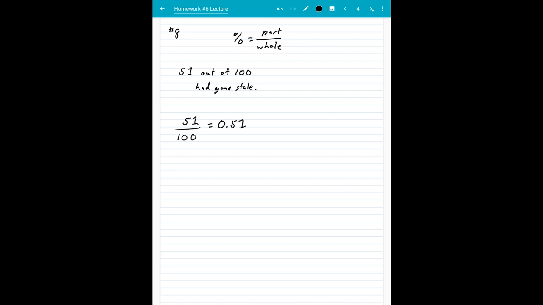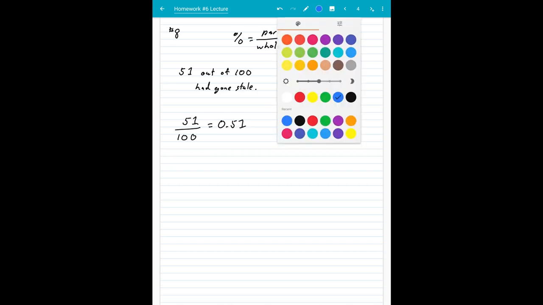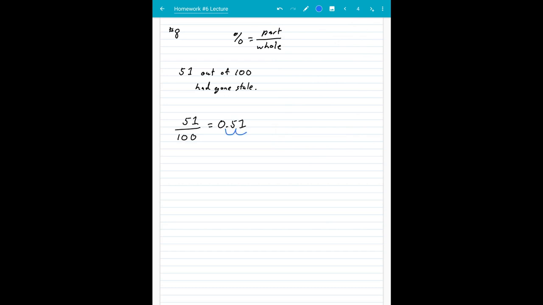0.51. So to convert any number, this could be any number, you convert it into a percentage by moving the decimal place to the right twice. Move it to the right two times. What you're actually doing is you're doing 0.51 times 100%.